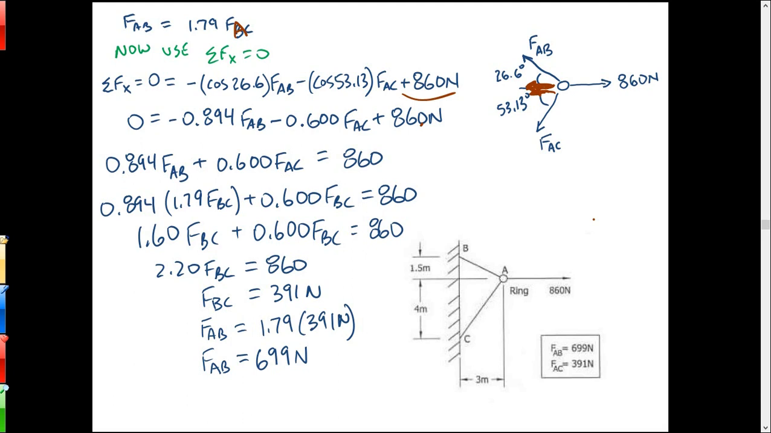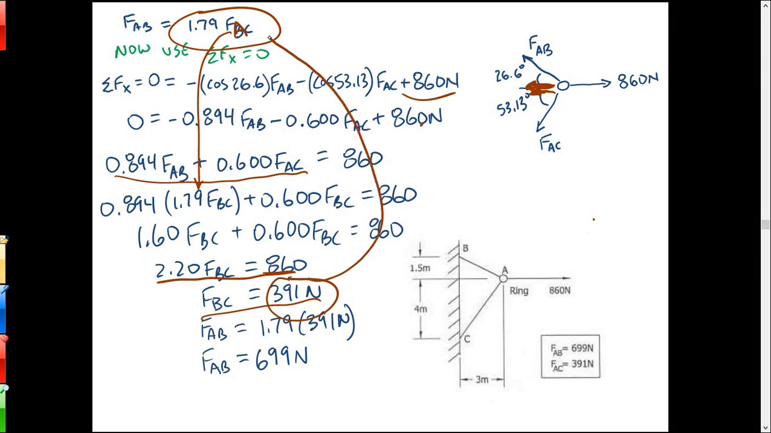Okay. Then I work through that and I get 0.894 FAB plus 0.6 FAC is 860. And I take that number and I substitute it in like that. That gets me the equation in terms of FBC. Work through that. I get 2.2 FBC is 860. FBC is 391. I can take that and pop it back. No, I can't. Yeah, I can. Man, darn it. I keep getting that BC stuff creeping in there, don't I? Darn it, I'm sorry about that.